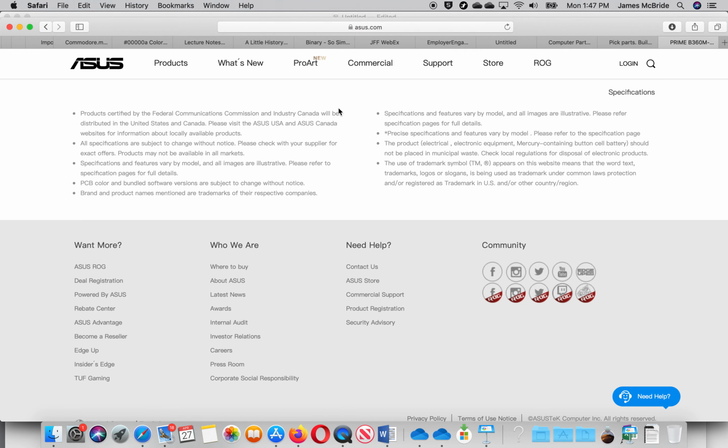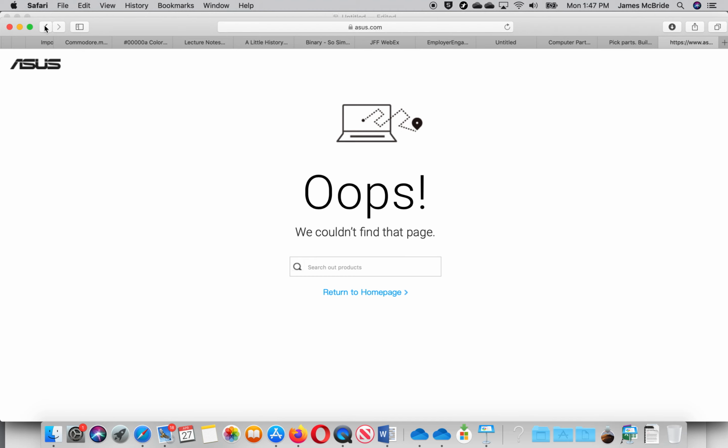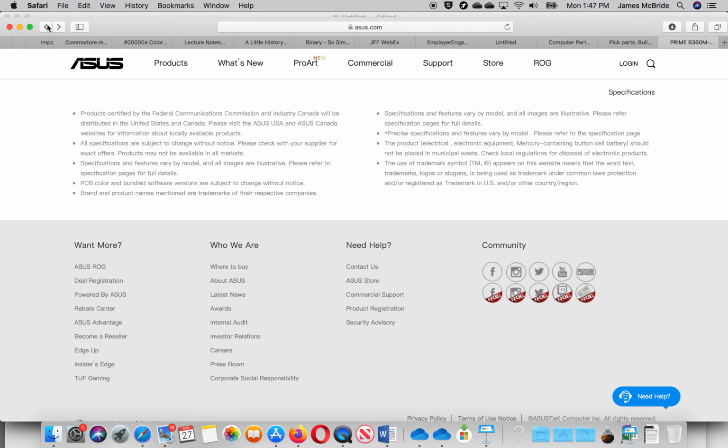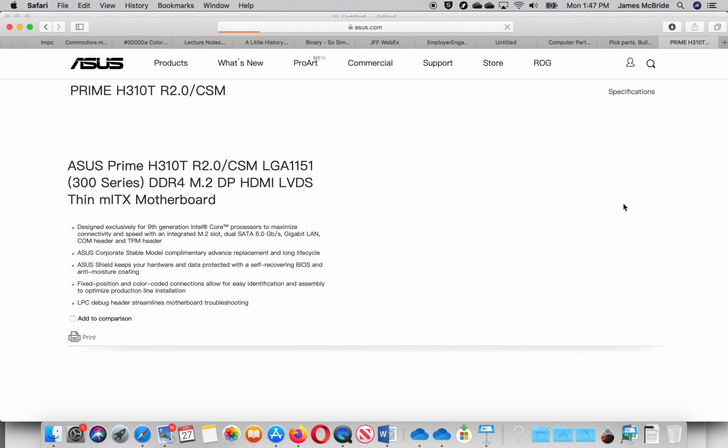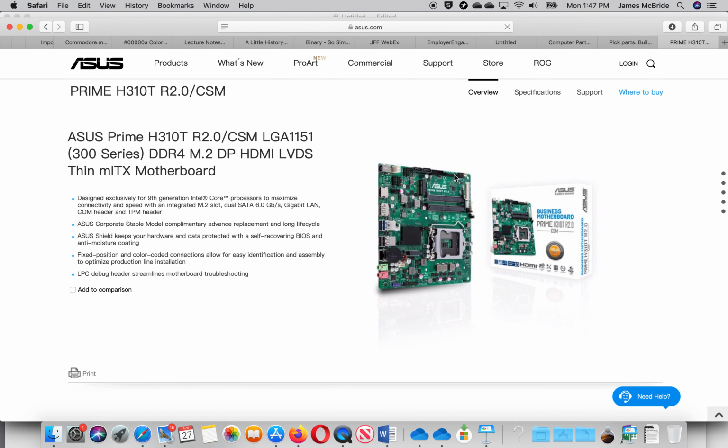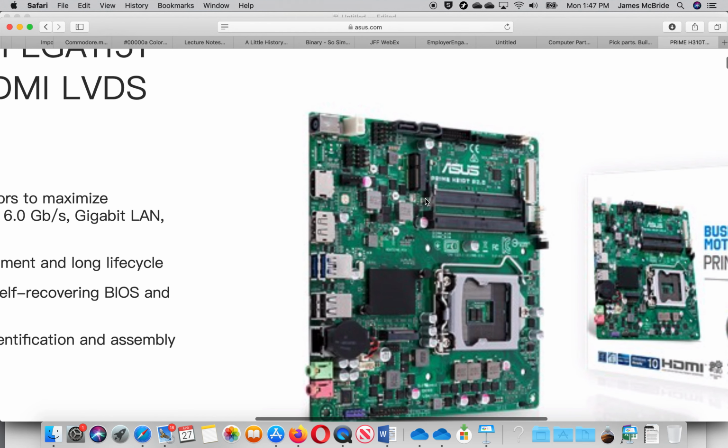If we can get this picture to come up, that would be awesome. Oops, apparently they don't offer that one anymore. Sorry, I'm wasting your time here. Let's look at this one. There we are. So we'll zoom in on that.